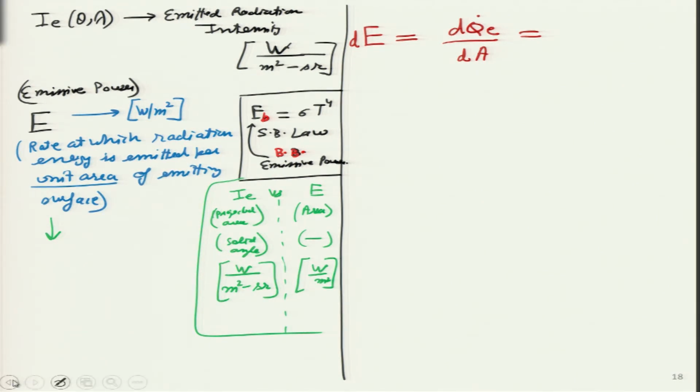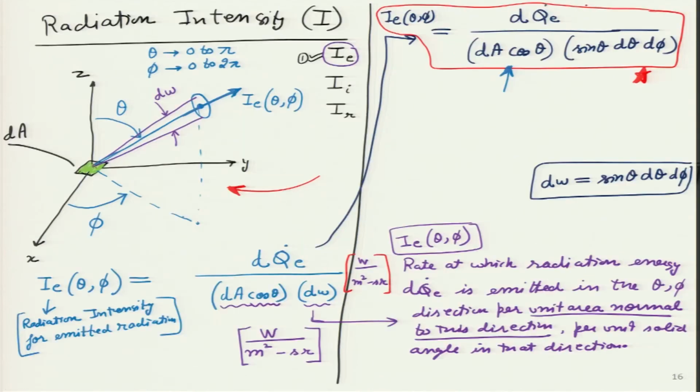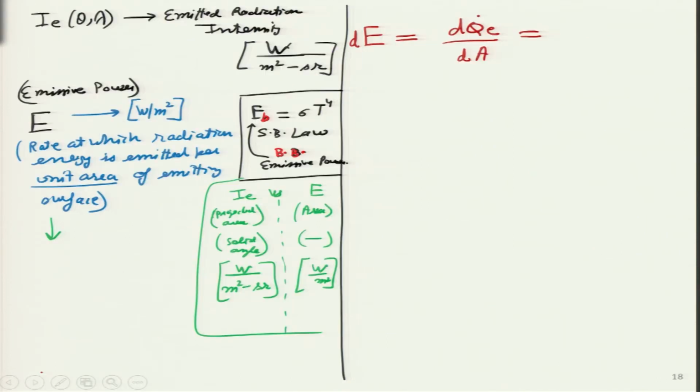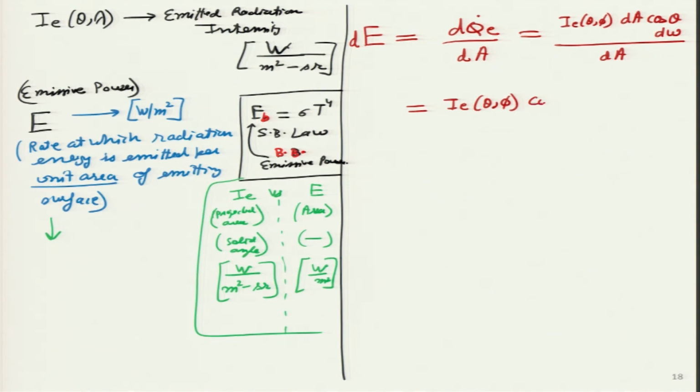And where did we have dQ dot in the last slide? Here we are having dQ dot, which means I can substitute this long expression over there. Then what will I get? I will get I_E(theta, phi) numerator into dA into cos theta into d omega. That was my numerator, right? Divided by dA, which means it turns out it is simply equal to I_E(theta, phi) cos theta d omega.